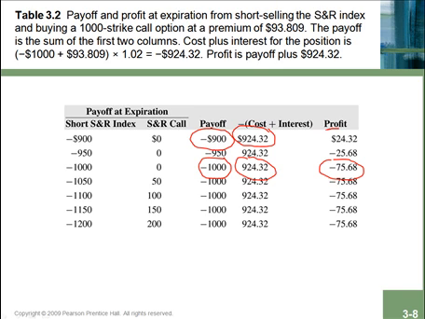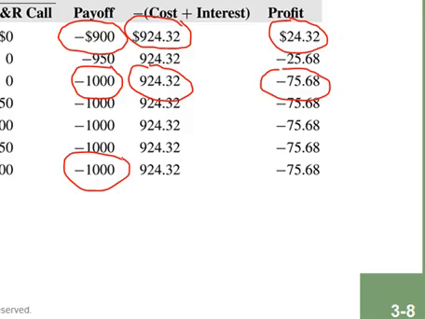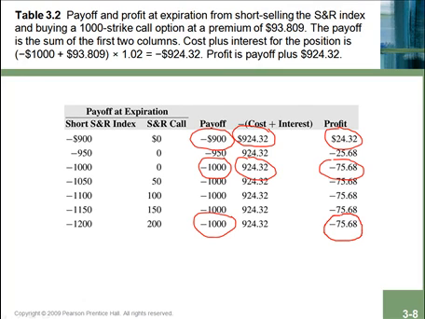$24.32. But notice that no matter how high the stock index goes in value, there's only a certain amount that you can lose. Remember, this is insurance. That was the purpose of buying the call option. Even if the stock index goes up to $1,200 or even higher, you're still going to have a total payoff of negative $1,000 as a result of buying back the index and exercising the call. And that's still going to end up as a net result of a profit of negative $75.68. That's the worst case scenario. That's as bad as it can possibly get.